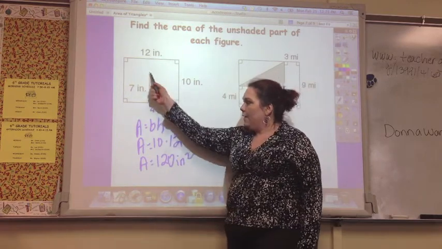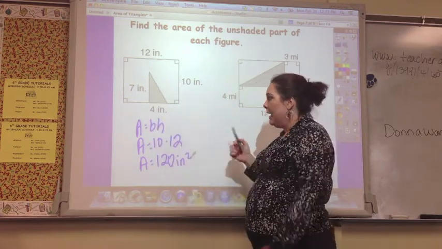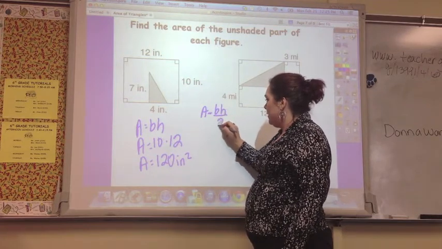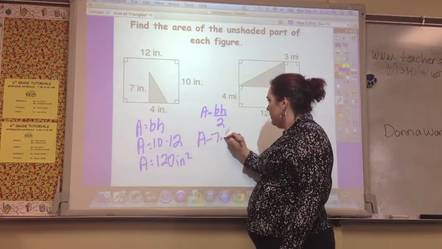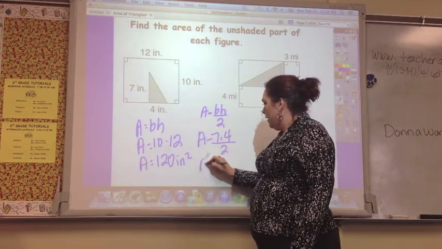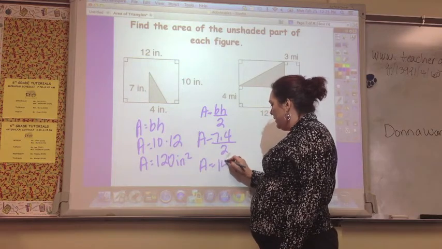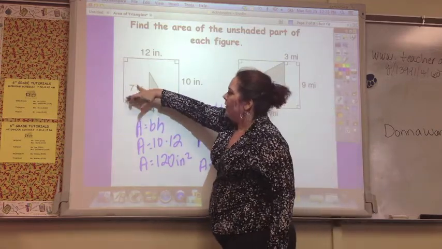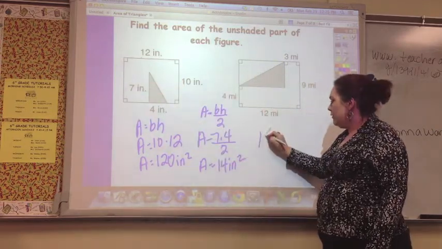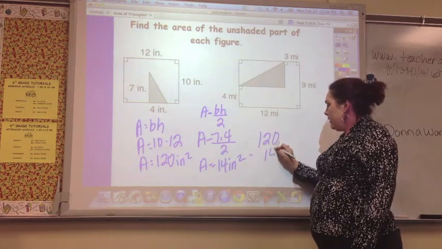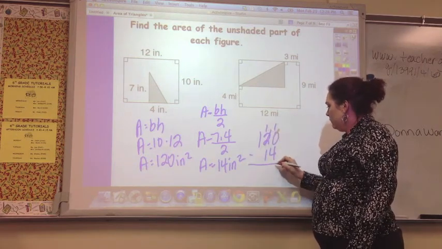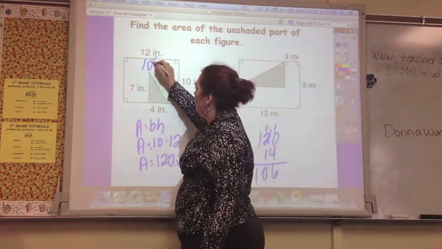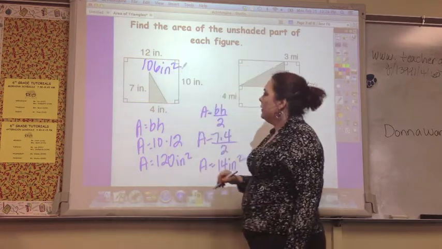Now the area of the triangle that I need to pull out is area equals base times height divided by 2. Area equals 7 times 4 divided by 2. Area equals 28 divided by 2 is 14. So to pull this out and figure out what this space is, 120 minus 14. So it's 106, and my units are inches squared.